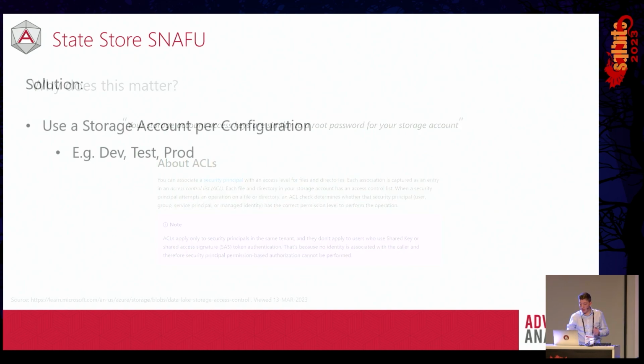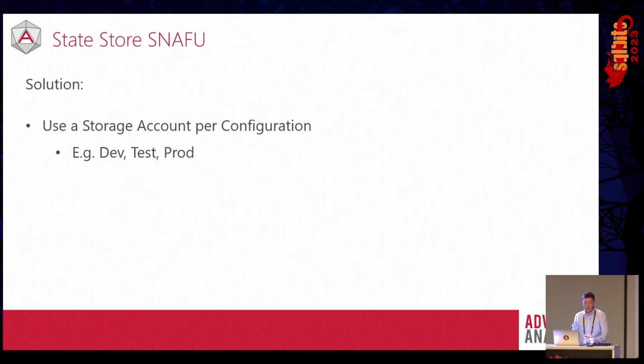So the solution, the only one I could find, was to just use separate storage accounts per configuration. Because it's getting the access key, the only sort of scoping you've got is by storage account. And having looked through the Terraform code base, that's how it works. There's no little flag you can enable Azure AD authentication properly on. It's just going to get the access key. So storage account scope is how you're going to have to do it.